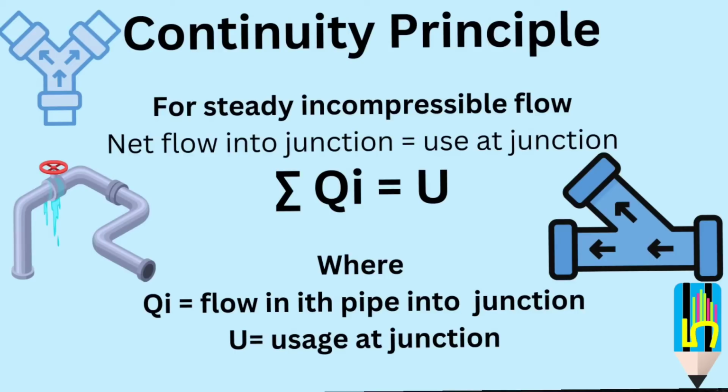Therefore, the continuity principle in simple terms can be summed up as sigma, the flow in the ith pipe, which is denoted as Qi, equals the usage at the junction, which is denoted by U. So this simple equation is based on the law of conservation of mass. Okay, so moving on to the next principle.